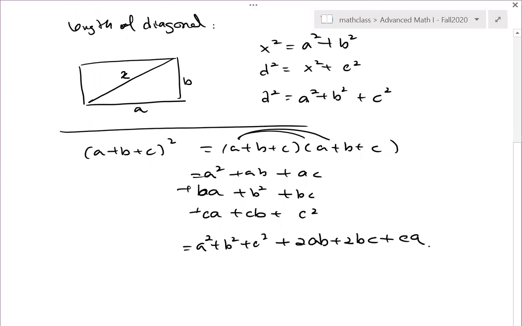Are you familiar with this? This is actually the surface area. This is the length of the diagonal. This is the surface area. So this is very important.